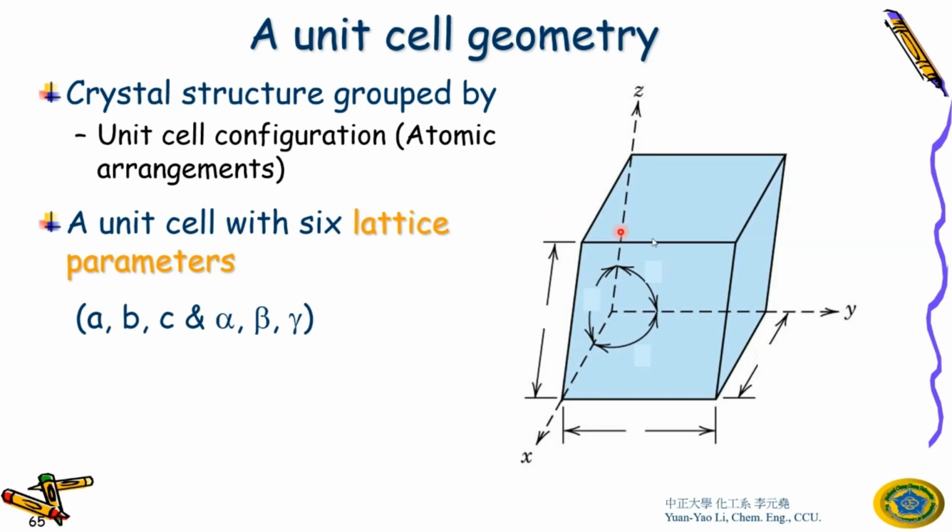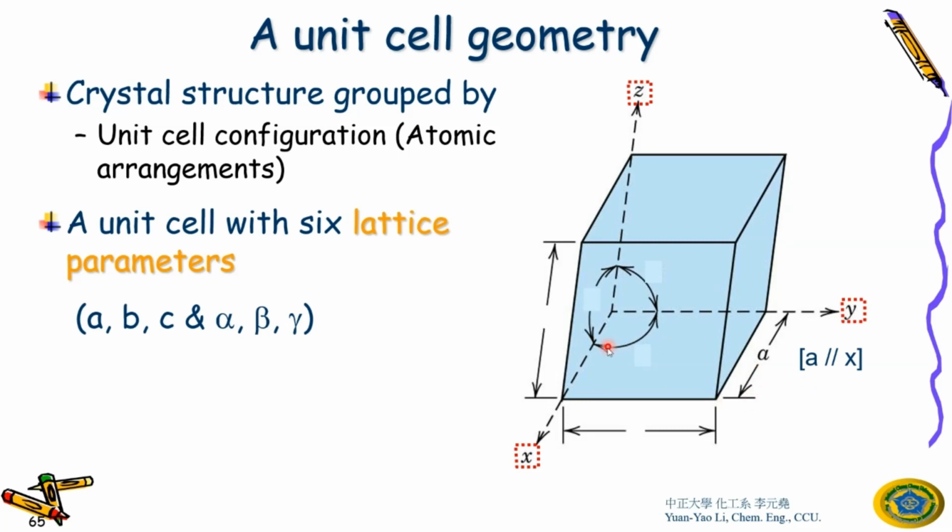But before you put the atoms in this unit cell, you need to know the definition of this unit cell. For example, there are 6 lattice parameters. A, B, C are the lengths, the length of this cube. Alpha, beta, gamma are the angles in this unit cell. So x-axis, y-axis and z-axis. And the edge length parallel to the x-axis is called A.